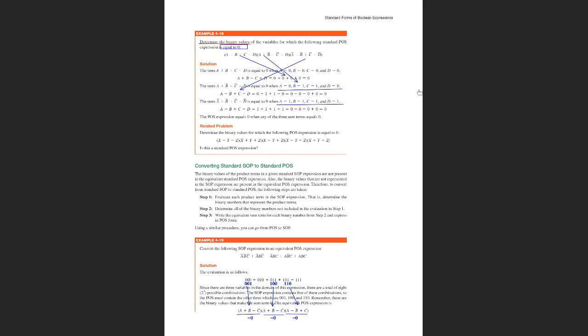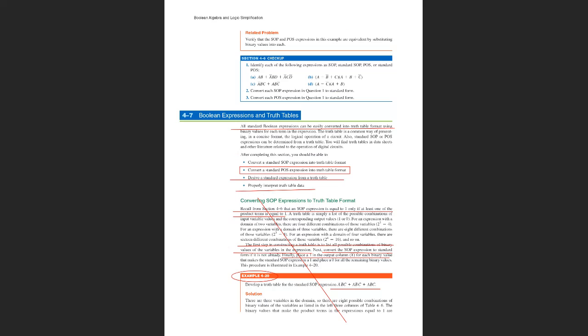Now the question is how to convert a well-known SOP to a standard POS.